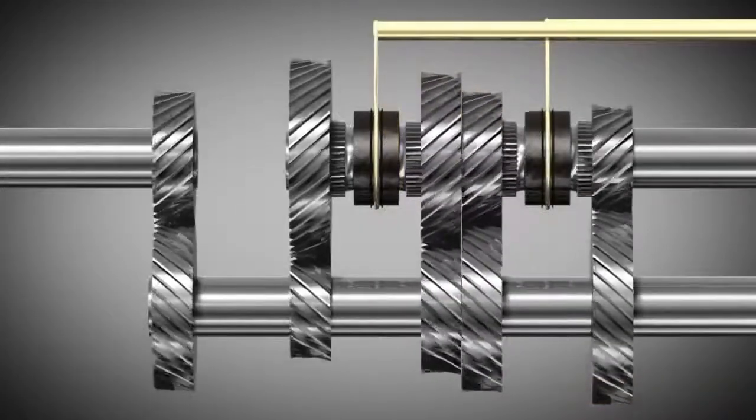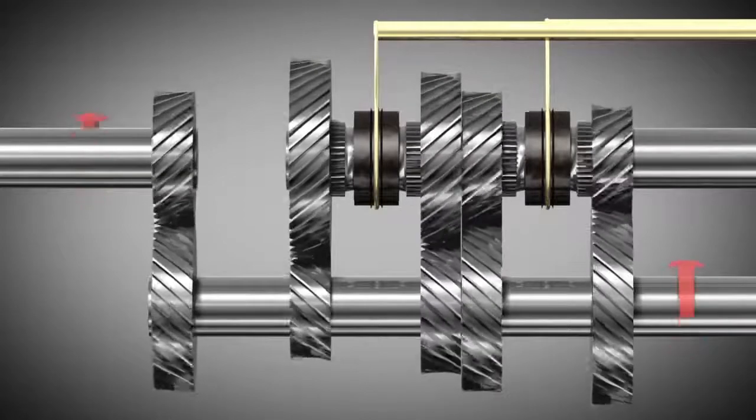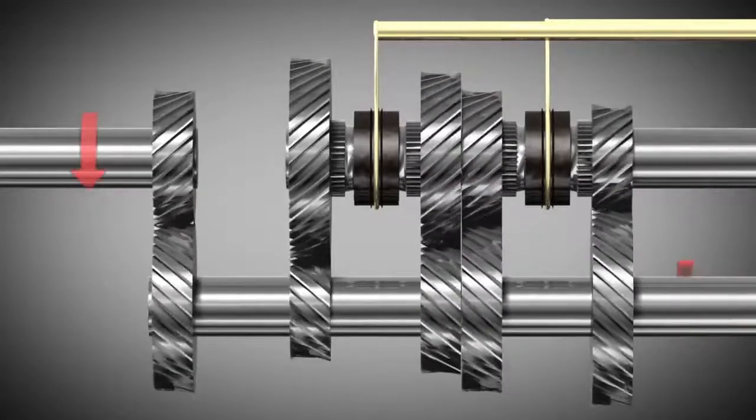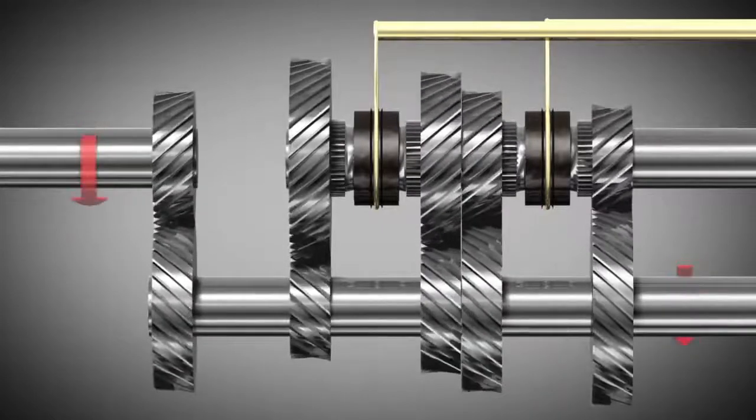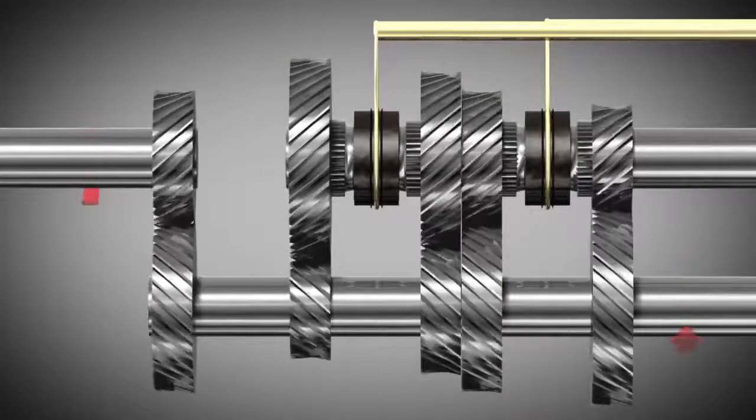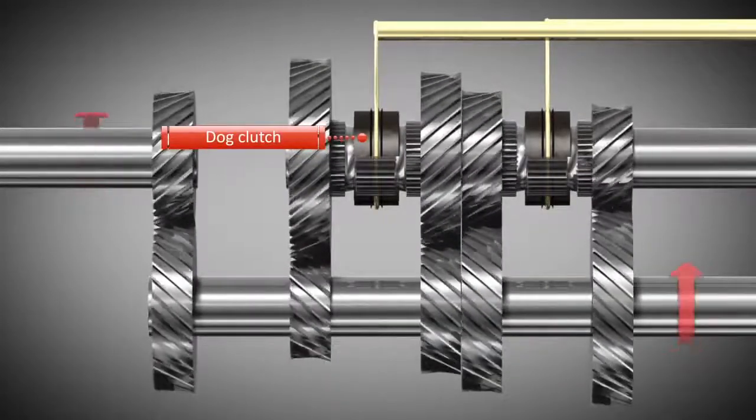The gear wheels of the input shaft and the counter shaft are fixed to their shafts. They rotate when their corresponding shaft rotates. However, the gear wheels of the output shaft are not fixed to the shaft and can freely rotate. Locking a gear wheel to the output shaft is possible through a dog clutch.